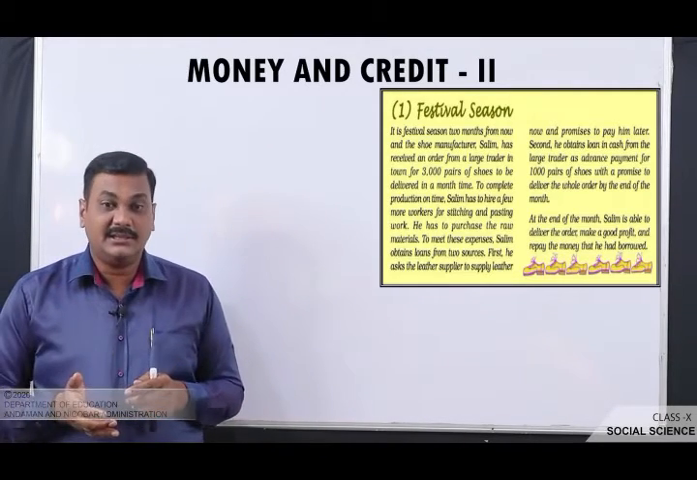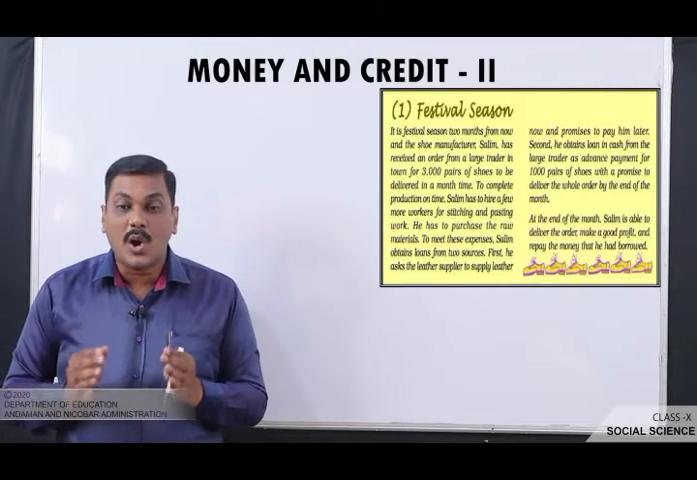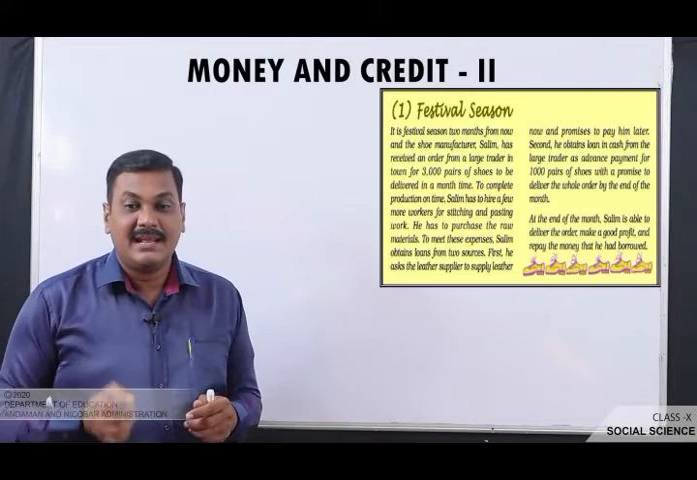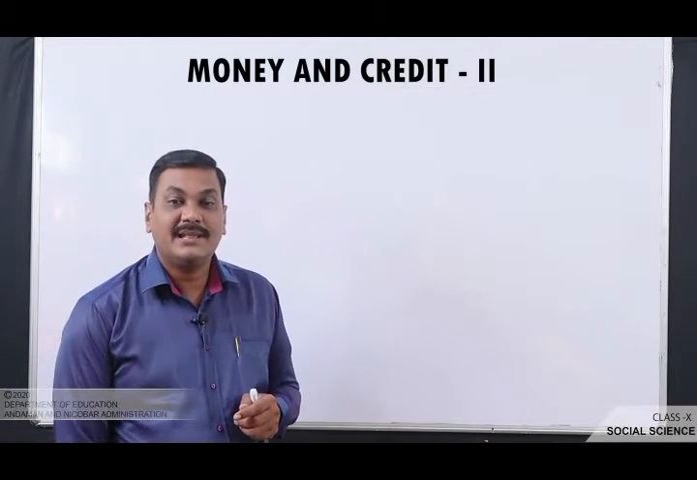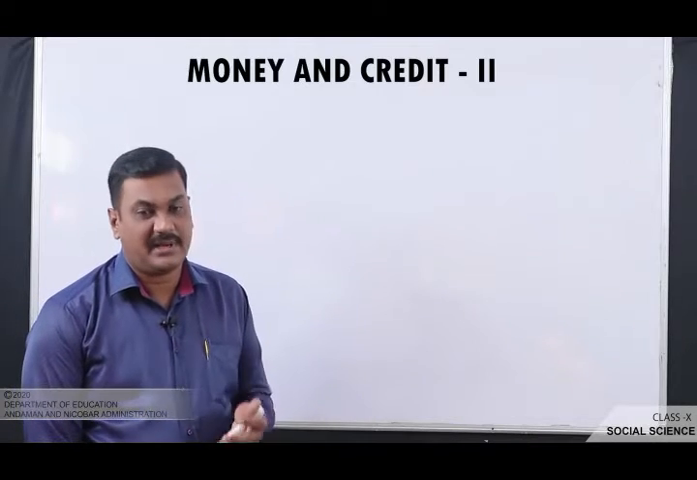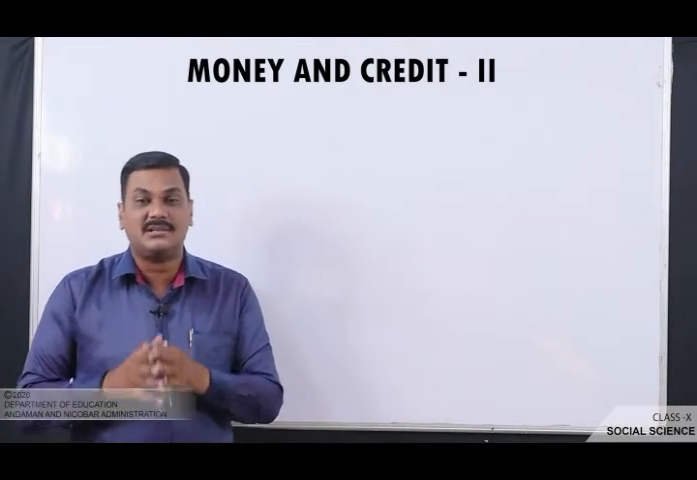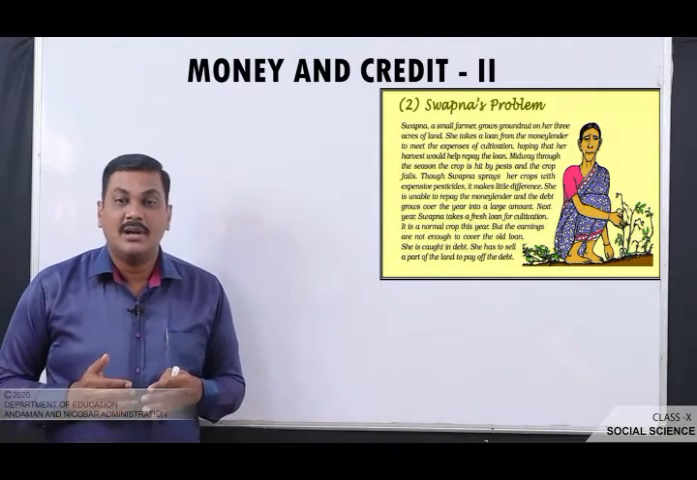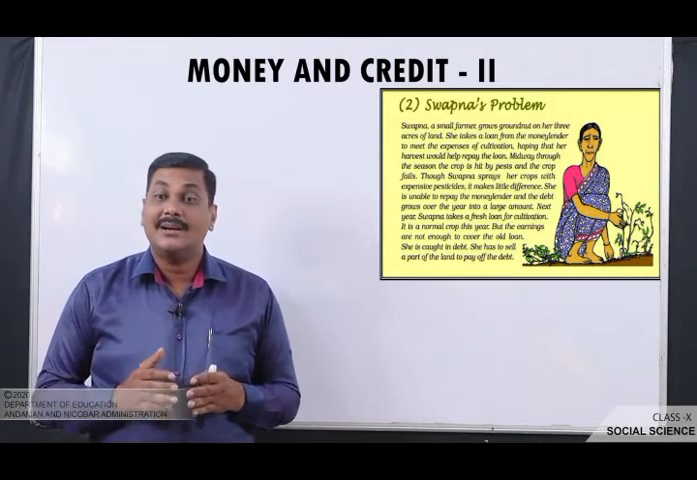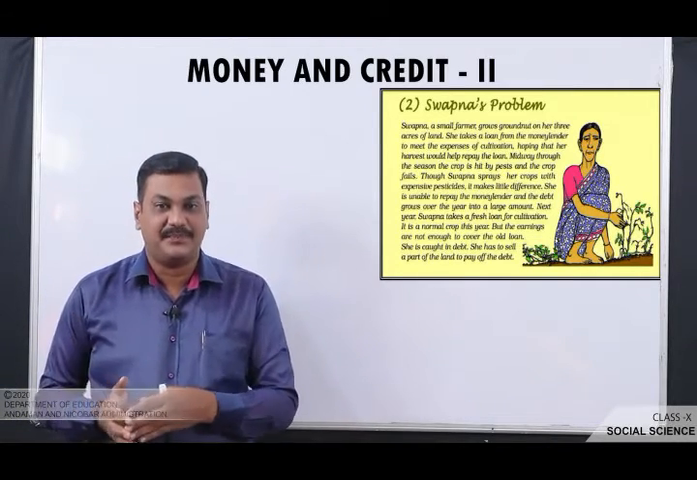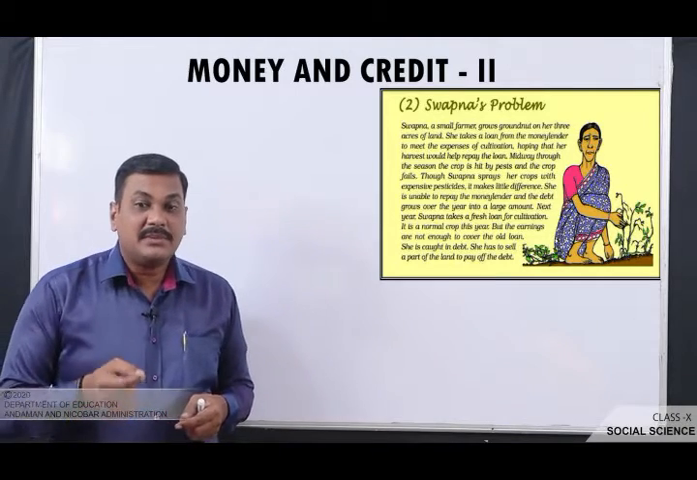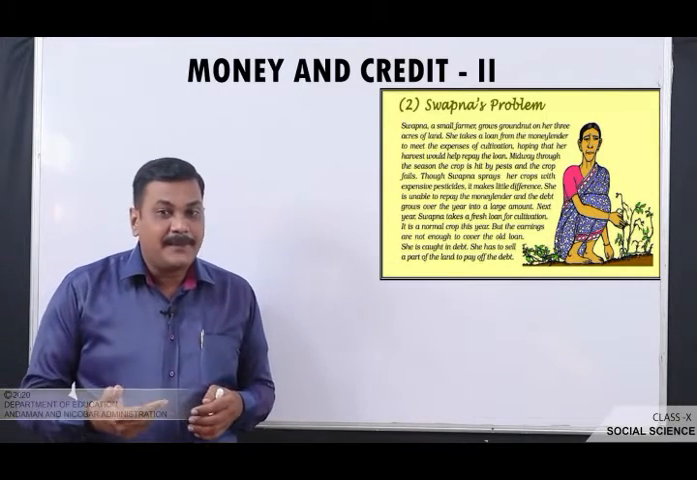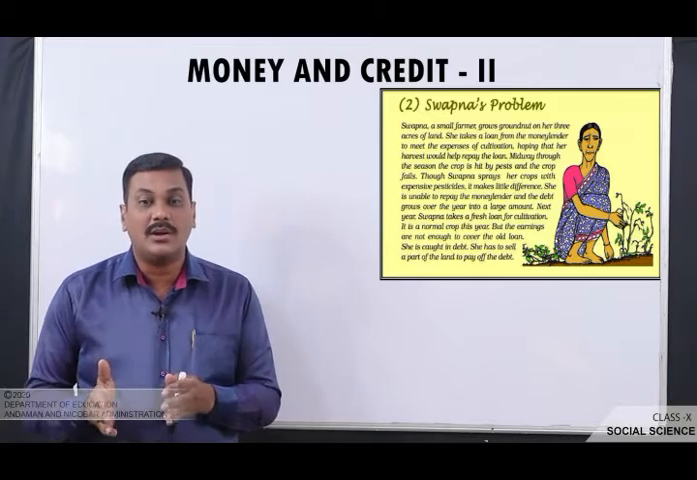At the end of the month, Salim is able to deliver the order, make a good profit and repay the money that he borrowed. In this way, he has earned a profit. In the second example, we will see Swapna's problem. Swapna, a small farmer, grows groundnut on her 3 acres of land. She takes a loan from the moneylender to meet the expenses of cultivation, hoping that her harvest would help repay the loan.